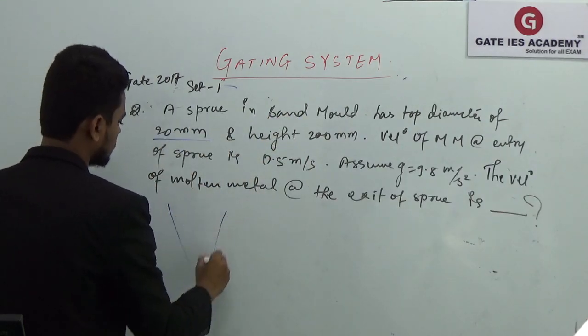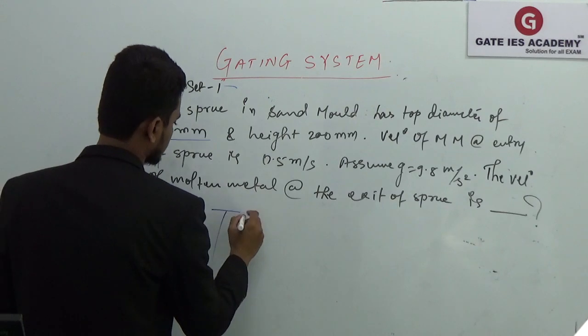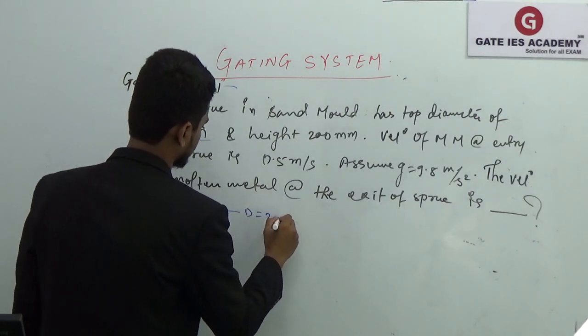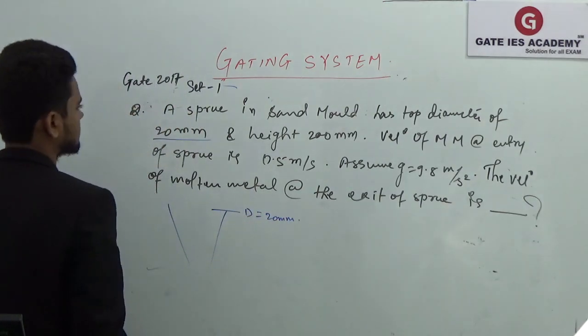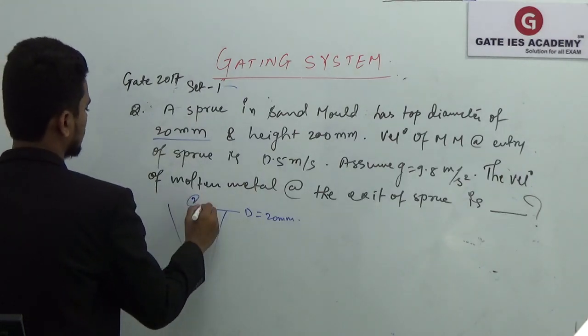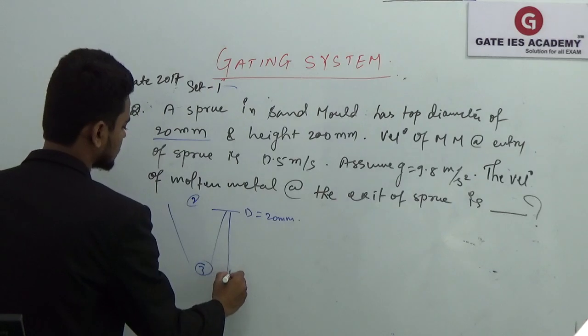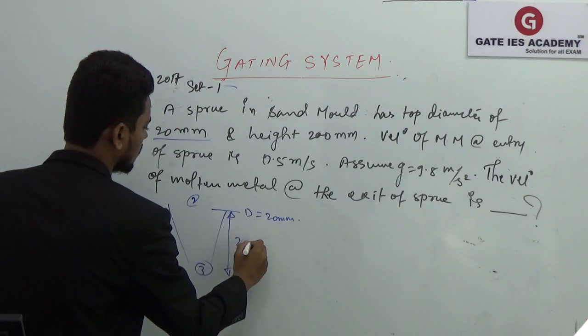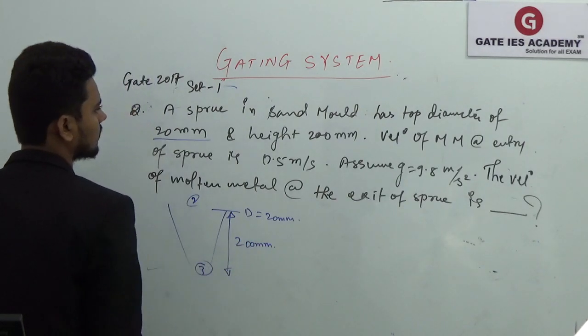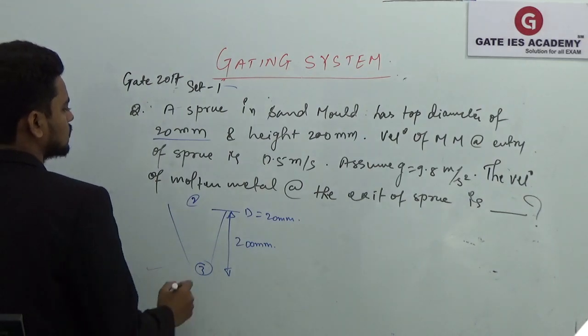So this is your sprue. Here we have diameter equal to 20 mm. This is your section 2 and this is your 3. And height is 200, so the height of the sprue is 200 mm. Velocity of the molten metal at the entry of the sprue is given here.